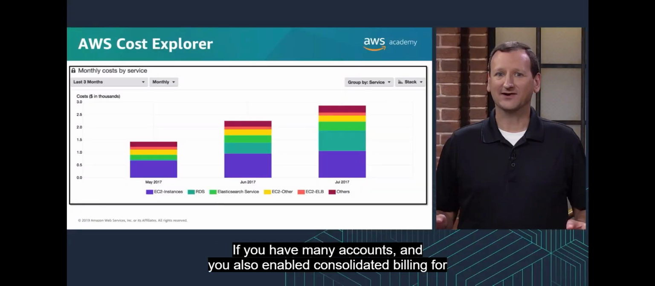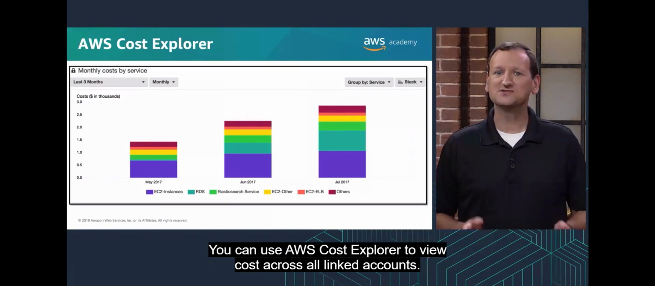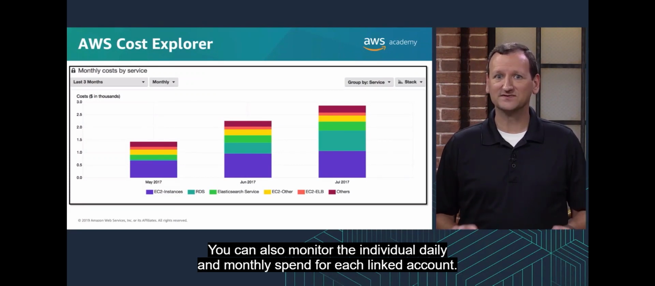If you have many accounts and you also enabled consolidated billing for AWS Organizations, you can use AWS Cost Explorer to view costs across all linked accounts. You can also monitor the individual daily and monthly spend for each linked account.